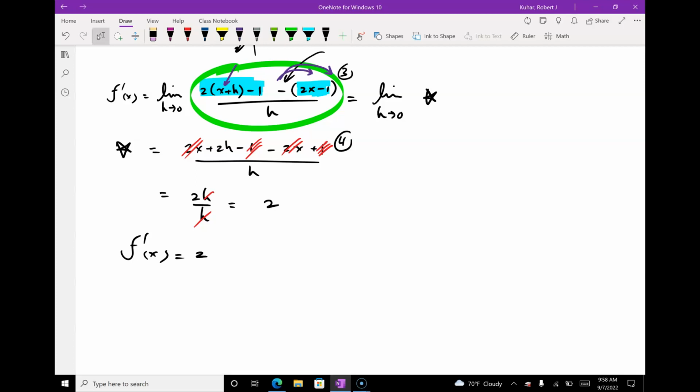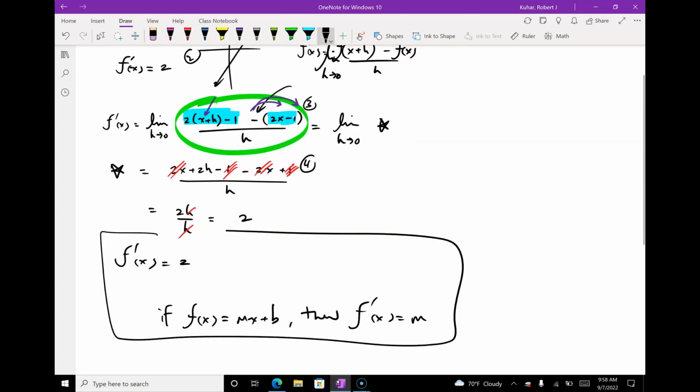We now have our first shortcut. If f of x is mx plus b, then f prime of x is what? M. Nice. This one's too easy for me to give you on a quiz or anything, right? But you're going to memorize it, and we're trying to understand it. At any point on that curve, I should be able to pick an x value, and I'll get the slope of 2.